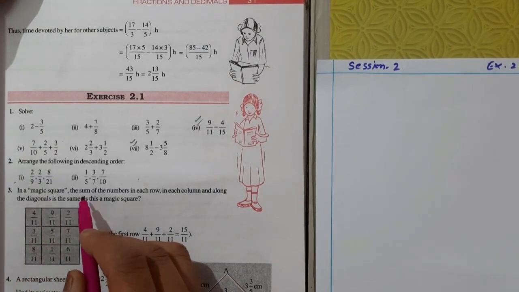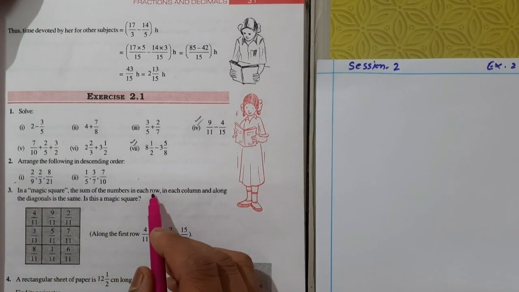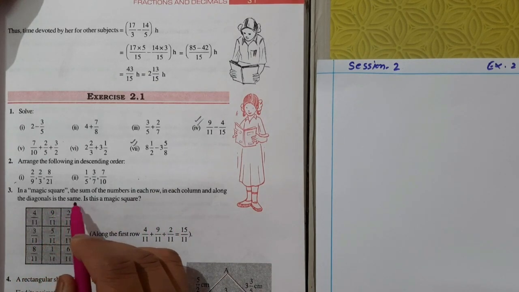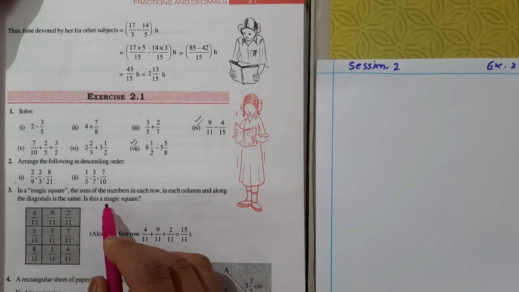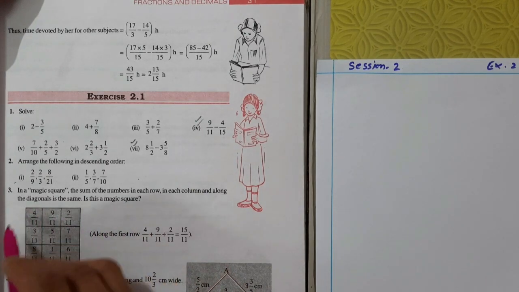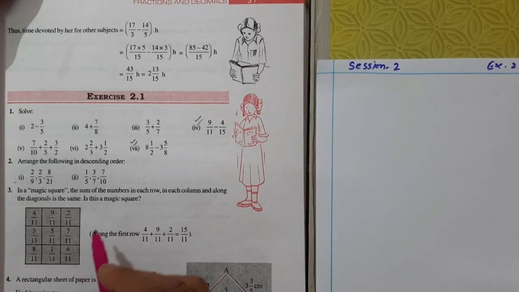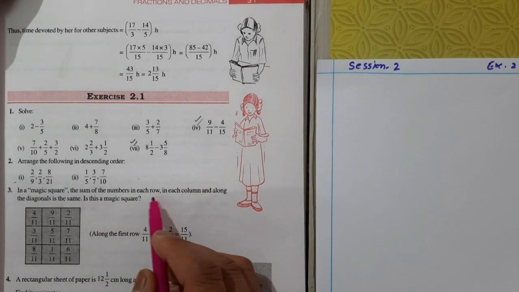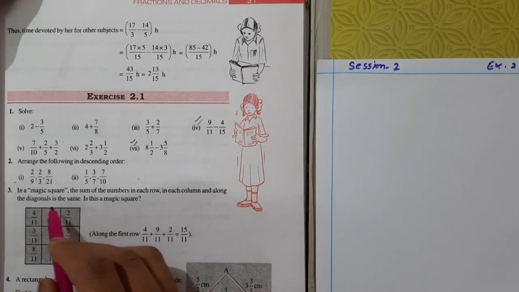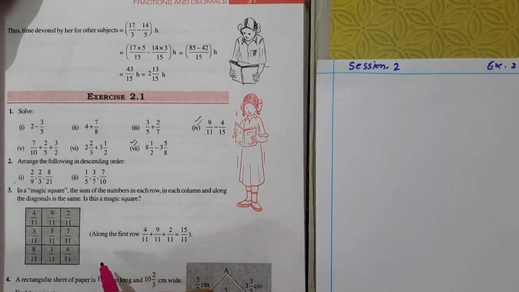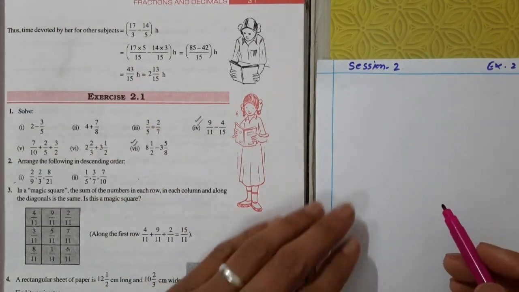In a magic square, the sum of the numbers in each row, in each column and along the diagonals is the same. Is this a magic square? We have to check, is it a magic square? And the condition of a magic square is that the sum of numbers in each row, in each column and along the diagonal is the same. So first we have to check along the first row.